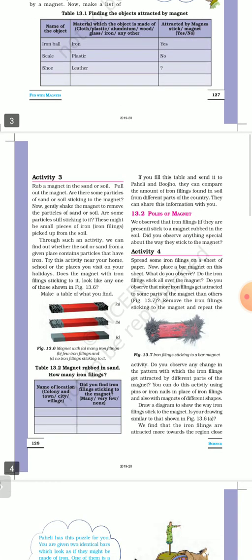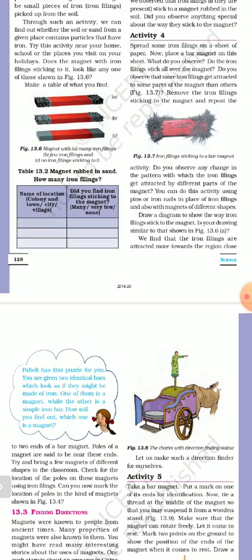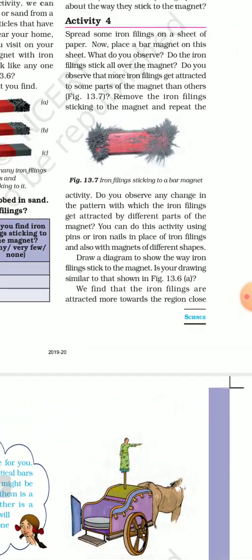Now in activity 13.2, spread some iron filings on a sheet of paper. Now place a bar magnet on this sheet. What do you observe? What you have to do is take some iron filings, iron dust, and spread it on a sheet of paper.